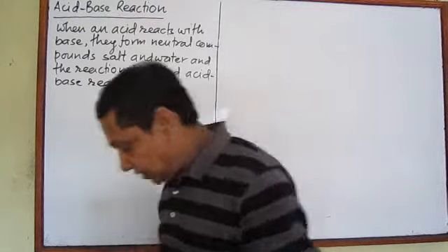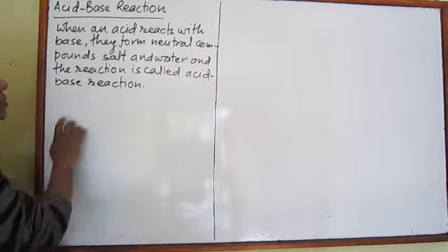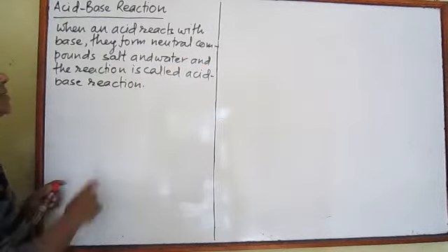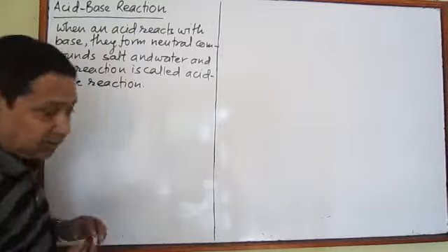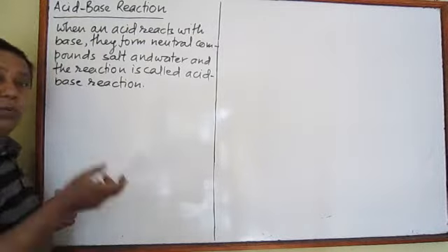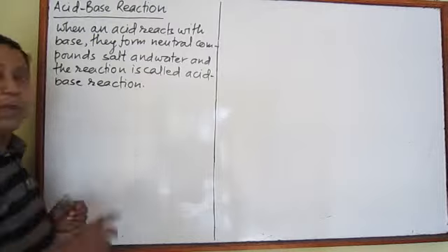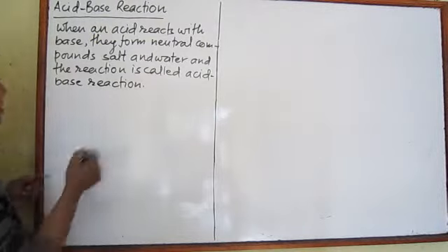Now it can be defined this way. When an acid reacts with base, they form neutral compounds, salt and water, and the reaction is called acid-base reaction. But while writing acid-base reaction, you must know what are acid, you must know what are base. I mean to say, you must recognize acid and base while writing equation.